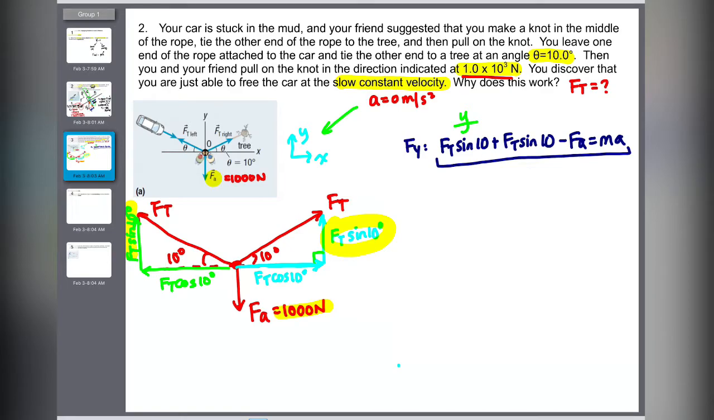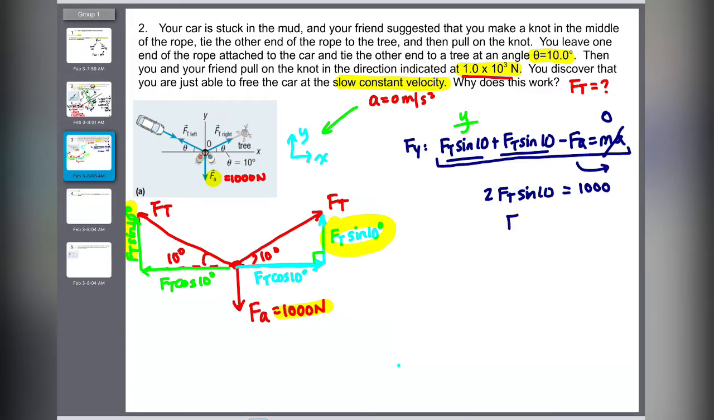Okay, then from here, you now solve for your FT. I know a is 0. This is a part that people sometimes forget, right? So if along X and Y, there's always at least one of them that are 0, sometimes both. Okay, so clean this up. I am going to move my FA to the other side. So I'm going to have a positive FA, which is 1000. And then I'm going to look at these two, and I know that there are 2 of them. So I'm going to go 2 FT sine of 10.